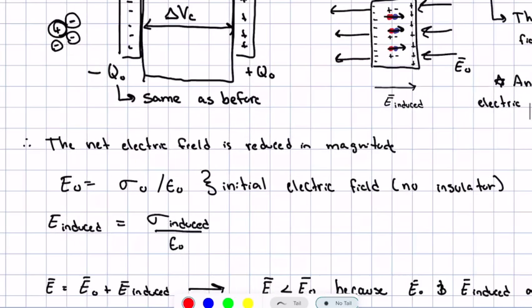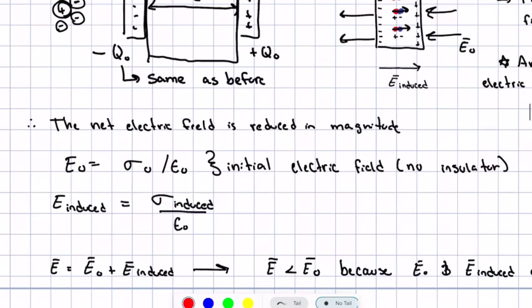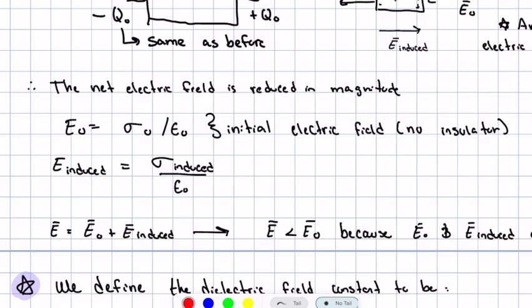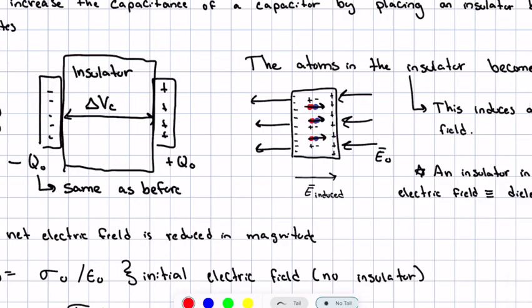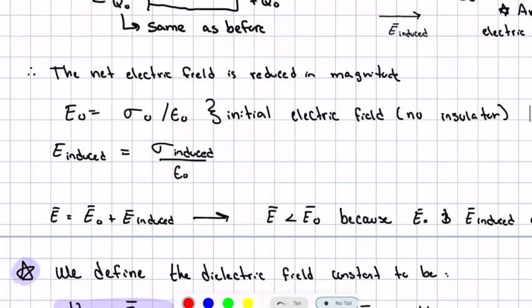And we can say that, well, the original electric field, because we have a parallel plate system, is sigma naught divided by epsilon naught, where this is just the original charge density. And then our electric field that was induced, we call it sigma induced divided by epsilon naught. So our new electric field is just the original one plus the one induced. But the thing is, the one that was induced is in the opposite direction. So that means that our new electric field is going to be less strong than our original one.